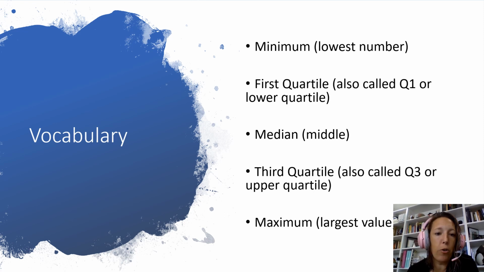Okay, there's a couple things we need to talk about in order to make a box plot. We need to review some vocabulary. First of all, we need the minimum, which is the lowest number. Once your data is in order, and that's why it's important to put it in order first, it's the very first step, your minimum is your lowest number.